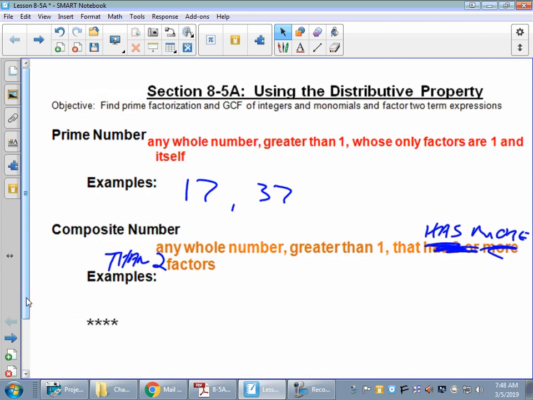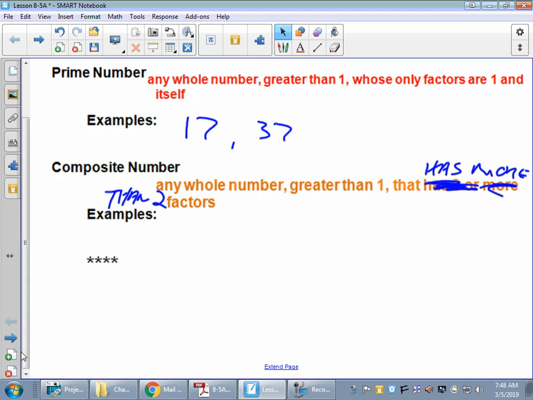Some examples would be the number 4, because you could multiply 1 times 4, and you could also multiply 2 times 2, so you have more than 2 factors there. Or the number 12.